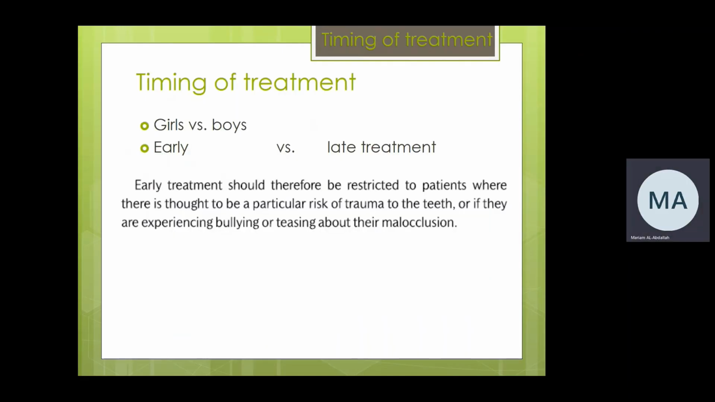So to sum up the difference between early and late treatment, the conclusion is that early treatment in the early mixed dentition should be restricted to patients where there is thought to be particular risk of trauma to the teeth, or if they are experiencing bullying or teasing about their malocclusion. So basically, it's important to select your patients for early treatment for them to have a good benefit from the treatment compared to the disadvantages that we talked about.